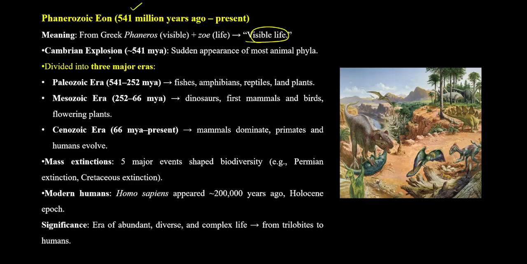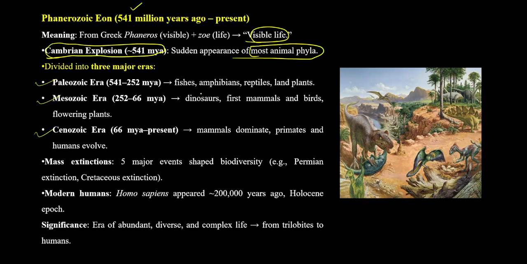In this time period, the Cambrian explosion took place around 541 million years ago: the sudden appearance of most animal phyla. We can say the animal phyla came into existence in the Phanerozoic Eon. And we can divide the Phanerozoic Eon into the Paleozoic era, Mesozoic era, and Cenozoic era.